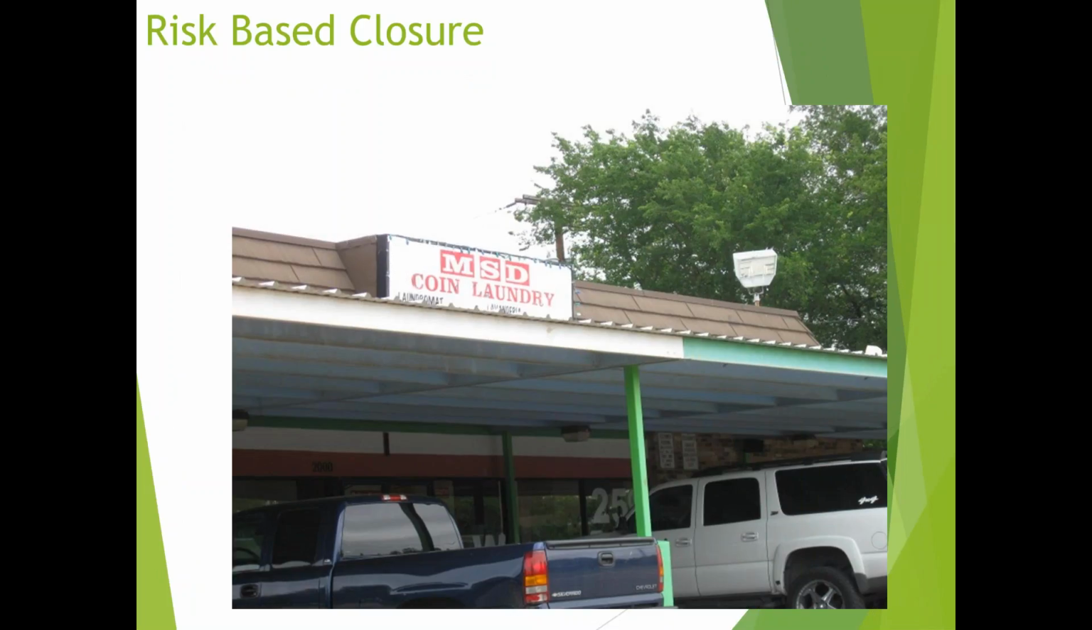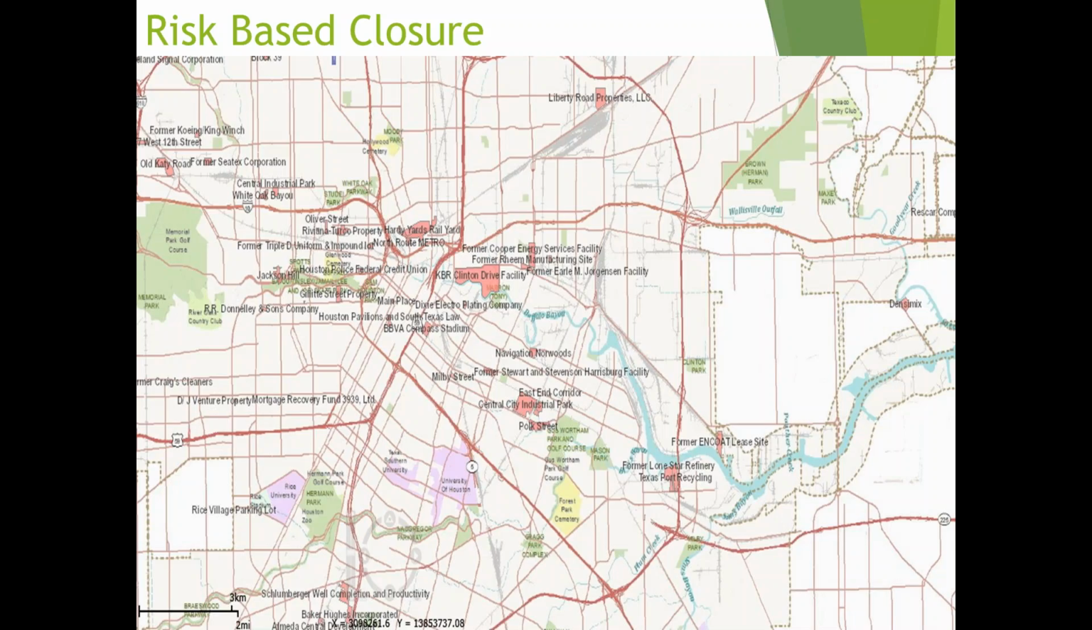I've always found this picture funny and ironic. It's a coin-operated laundry that had coin-operated dry cleaning machines that leaked. It was indeed an MSD coin laundry. After the assessment, source removal, and delineation of the property, it used the risk-based tools and applied an MSD on the property, which closed the ingestion pathway to the groundwater and in fact closed the site after the pathway was removed from consideration.